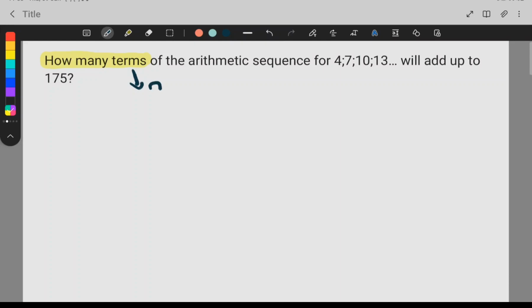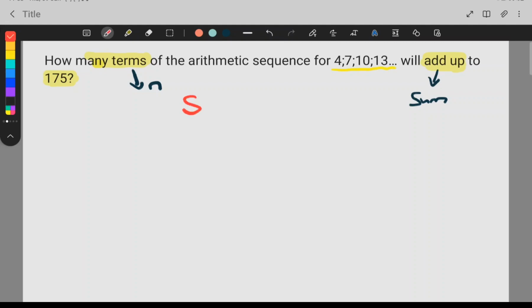How many terms of the arithmetic sequence 4, 7, 10, and so forth, will add up to 175? This "add up to" refers to the sum formula, so we're going to use the sum formula. Now remember, there are two sum formulas. The one is when you don't have the last term, and the second one is when you have the last term. When I look at this pattern, I don't see a last term. So I'm going to use the first formula.